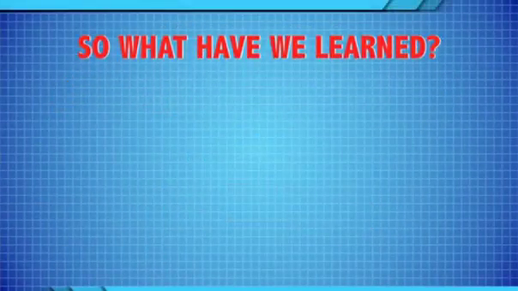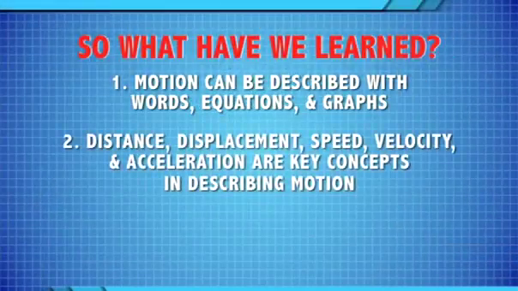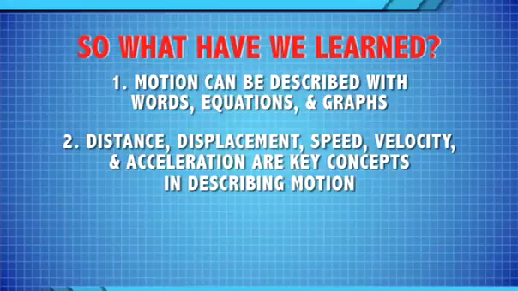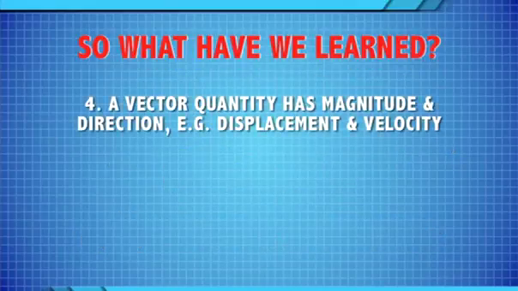So what have we learned? Motion can be described with words, equations, and graphs. To describe an object's motion is to describe the object's position in space over a certain period of time. Distance, displacement, speed, velocity, and acceleration are key concepts in describing motion. A scalar quantity has magnitude, but not direction, for example, distance and speed. A vector quantity has magnitude and direction, for example, displacement and velocity.